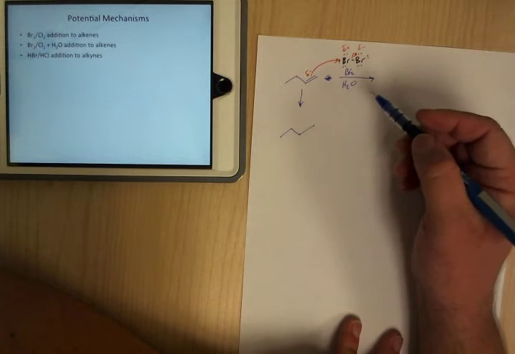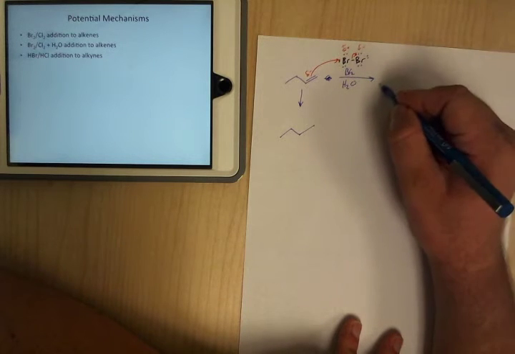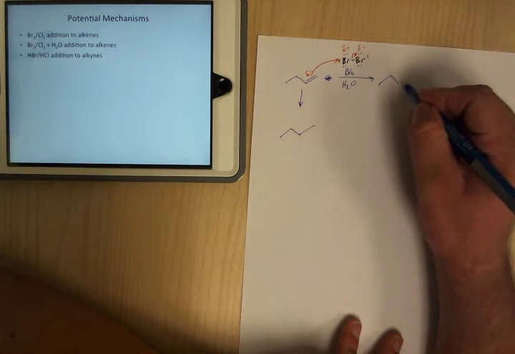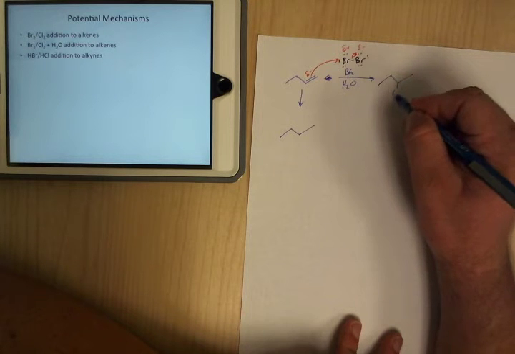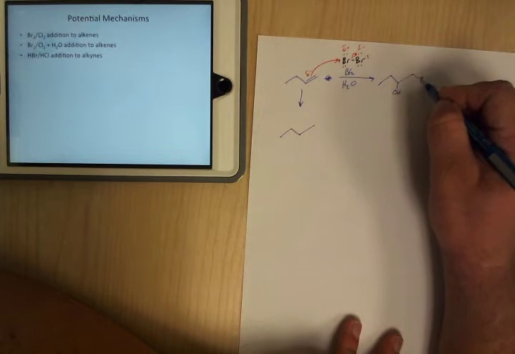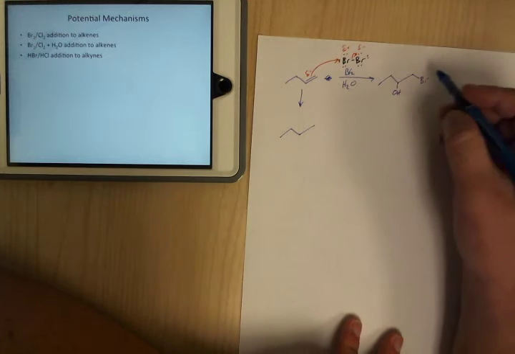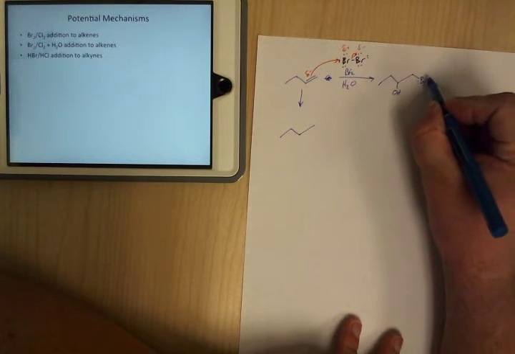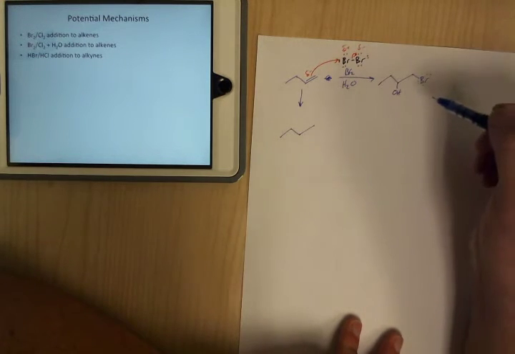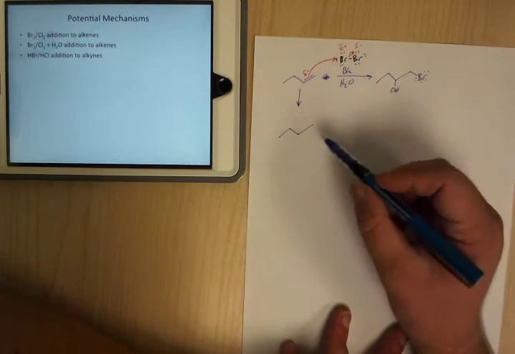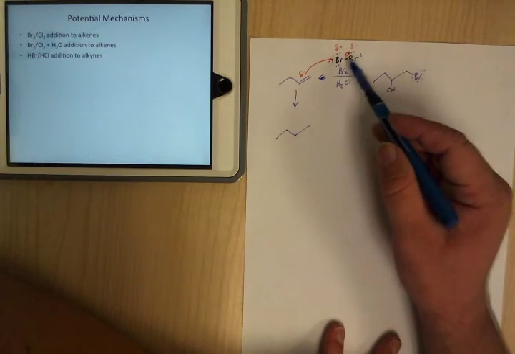Oh, and I would actually show you what the product is. For these curved arrow mechanisms, I'm going to give you the product. So this is actually what the product would look like, although you could predict it if you wanted to. So, the bromine.